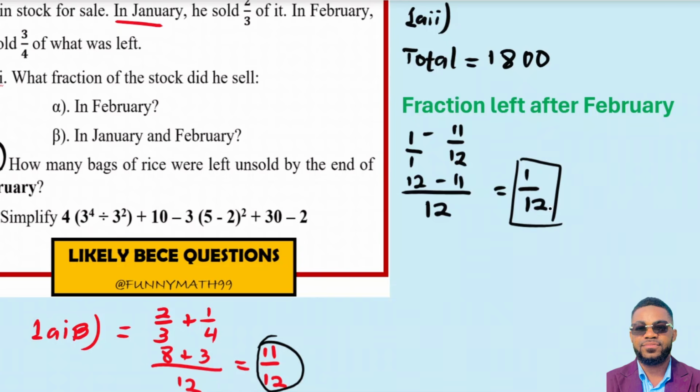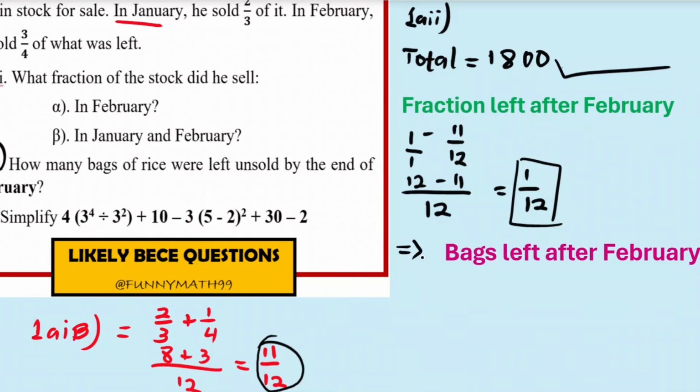So now that we know the fraction after February, we just have to multiply by the total number of bags, which is 1,800. And that will give us the answer that we are expecting. So this implies that the number of bags left after February is equal to 1/12 times 1,800. Now we can simplify this expression.